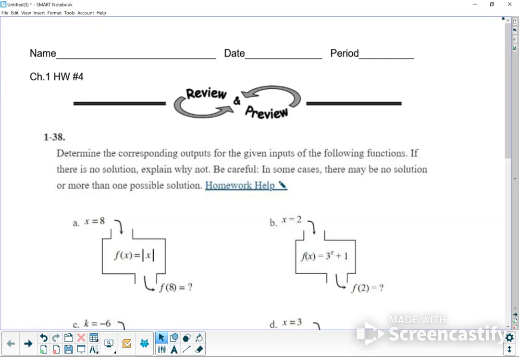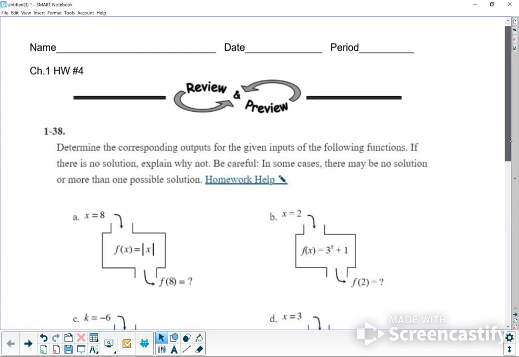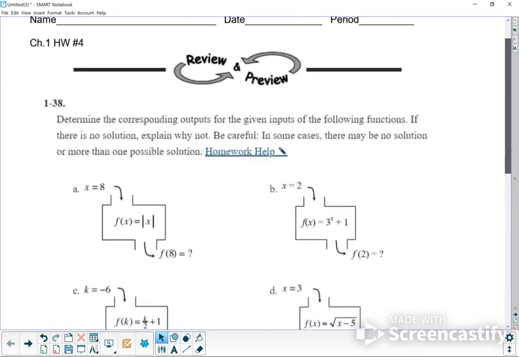All right, everyone. This is homework number 4. Let's go ahead and get started for chapter 1.